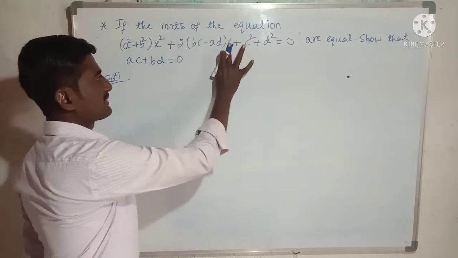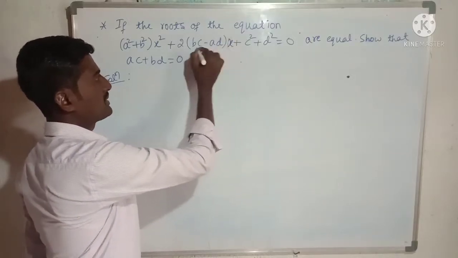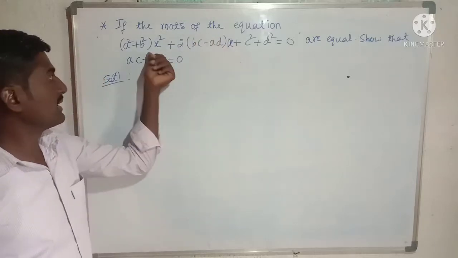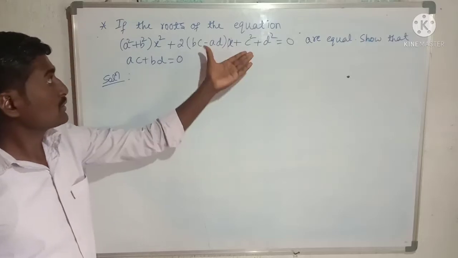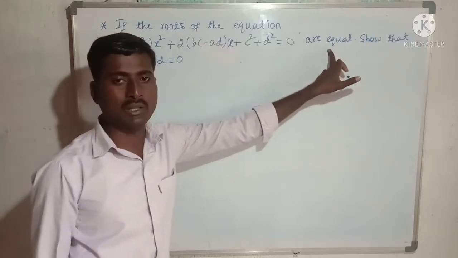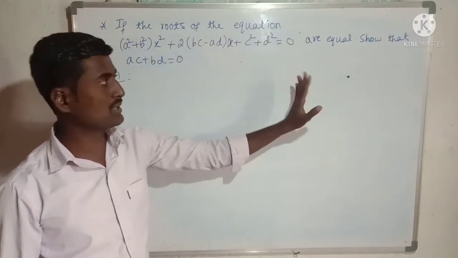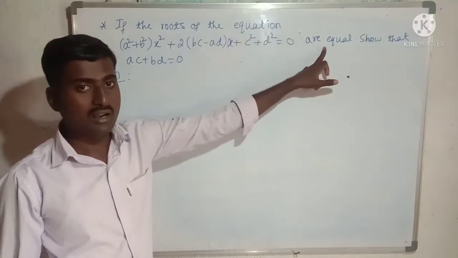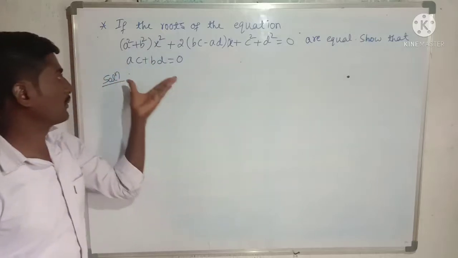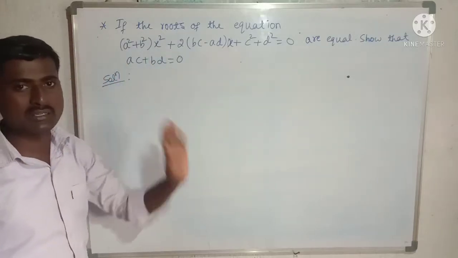So this is (a square plus b square) x square plus 2(bc minus ad) x plus (c square plus d square) equal to 0. So the roots of this equation are equal. Again same concept, we already solved this type of question. Show that, we have to prove this, ac plus bd equal to 0.